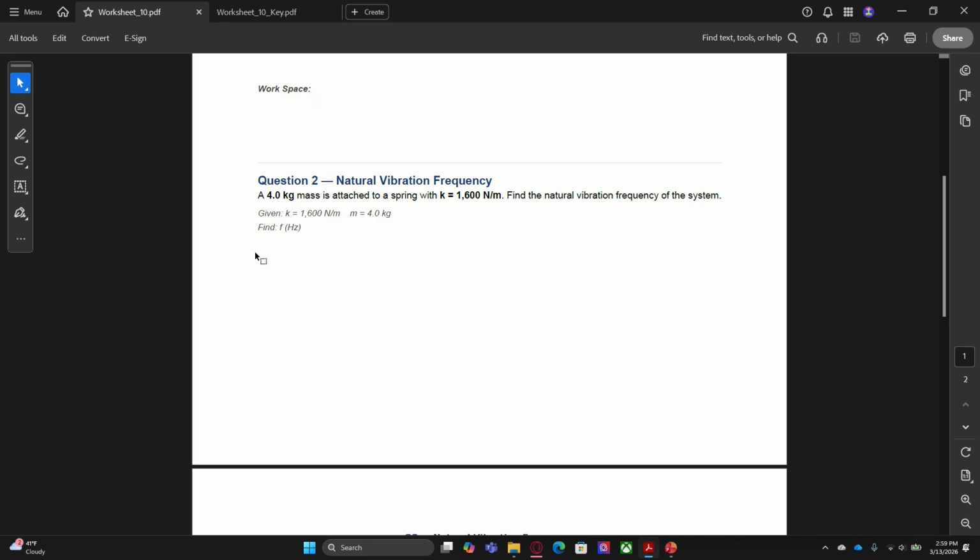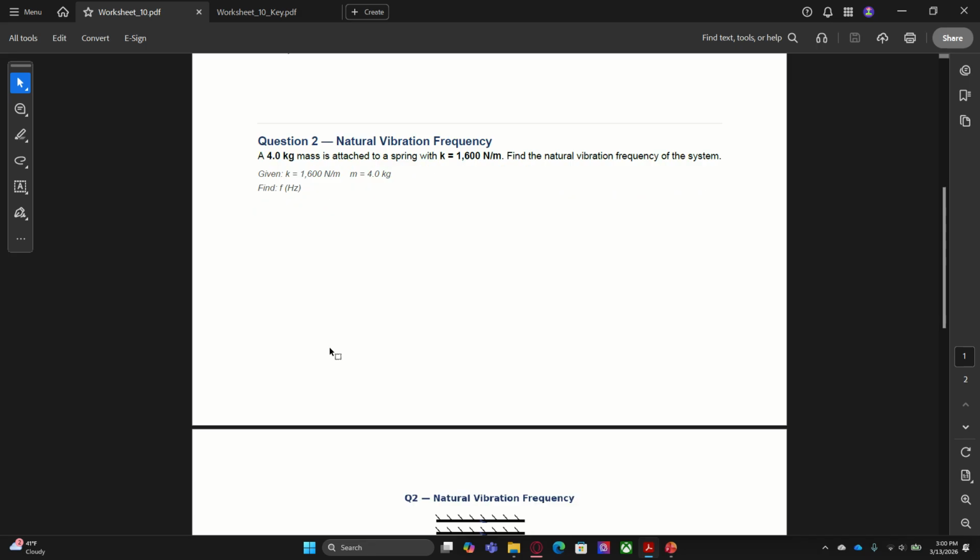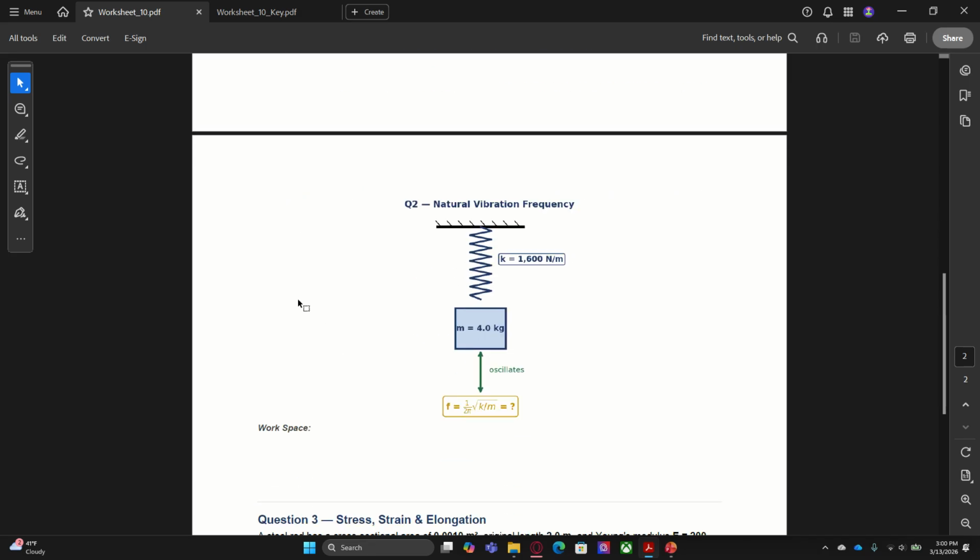Now, question 2, a natural vibration frequency question. A 4 kilogram mass is attached to a spring with a spring constant K equaling 1,600 newtons per meter. Find the natural frequency of the system. Well, looking at this, we have our spring that has a mass placed on the spring. Once that mass is allowed to pull that spring down, it's going to eventually start oscillating back and forth away from its rest position, compressing at some points, expanding at others.